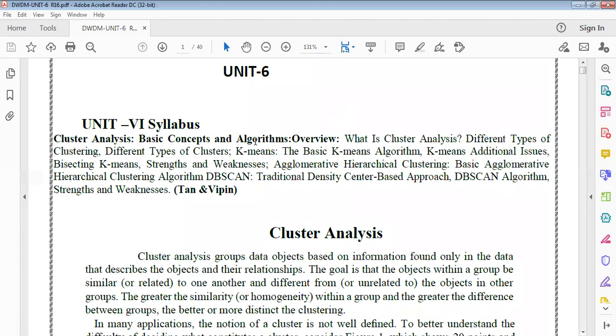See here, in cluster analysis, mainly in this concept, you have to discuss what is cluster analysis, what types of clusterings you have to use, different types of clusters, what is the k-means algorithm, what are the additional issues while bisecting k-means, what are the strengths and weaknesses, and agglomerative clustering.